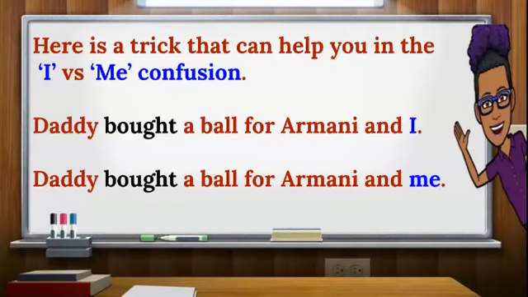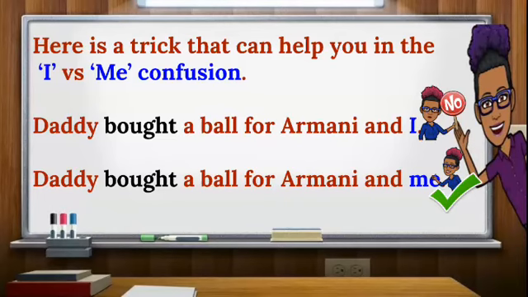So here we have our verb bought before the subject pronoun I, and bought before the object pronoun me. And we know that once the verb is before the object pronoun, our sentence is "Daddy bought a ball for Amani and me." Remember when we blocked out, we saw "Daddy bought a ball for me," which would be correct. And when we put back Amani and, "Daddy bought a ball for Amani and me" is also correct. And the sentence "Daddy bought a ball for Amani and I" would be incorrect.